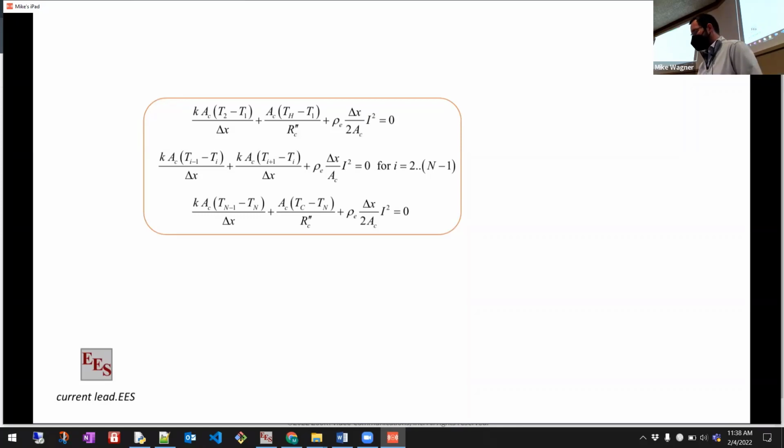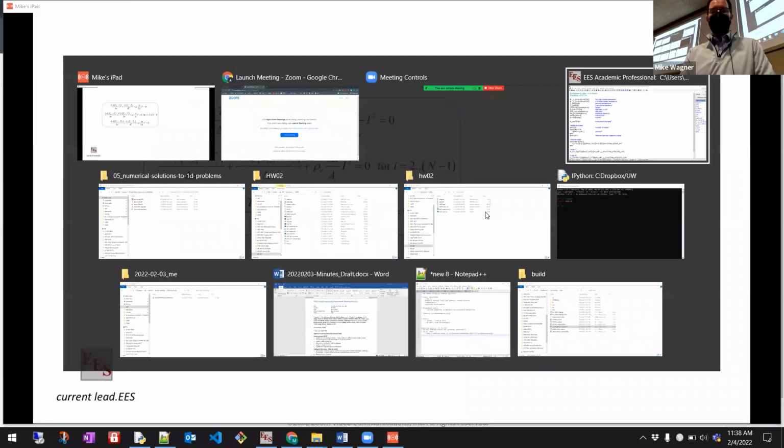Right, and again, if we had something like a fixed temperature at node n, this would go away, and this would just be Tn is equal to Tc or something like that. Okay. So this is our set of equations. What we're going to do now is just look at this in EES.